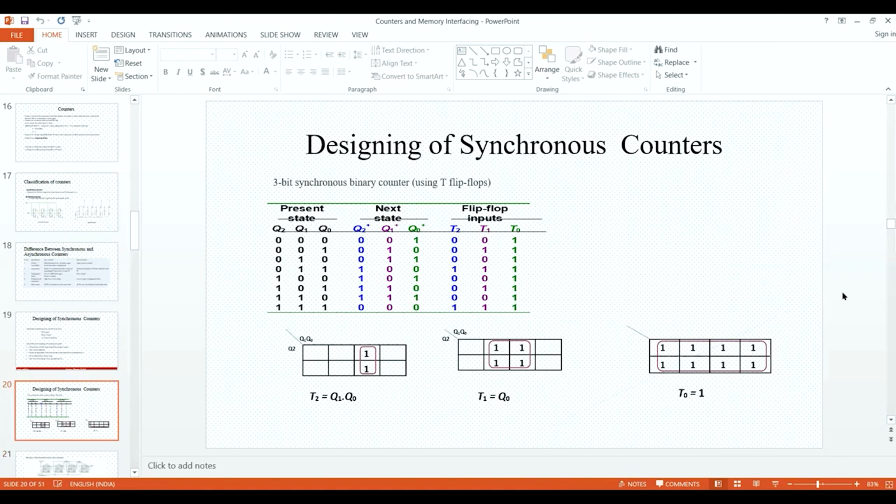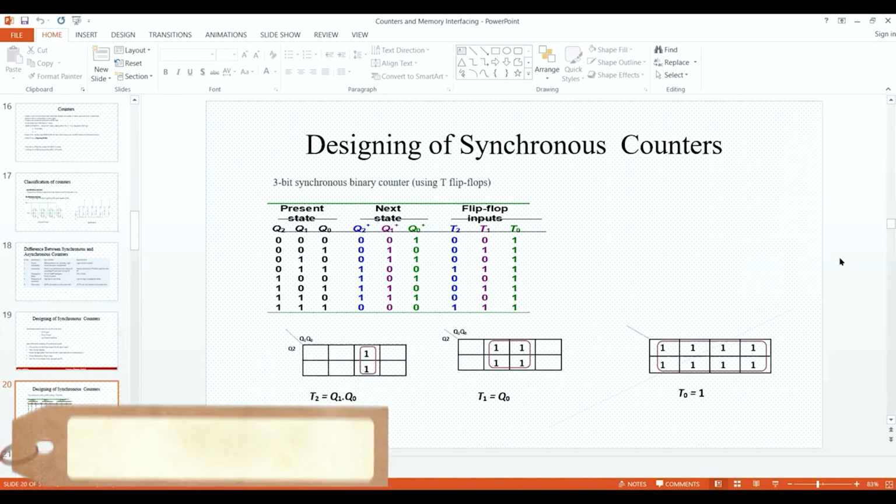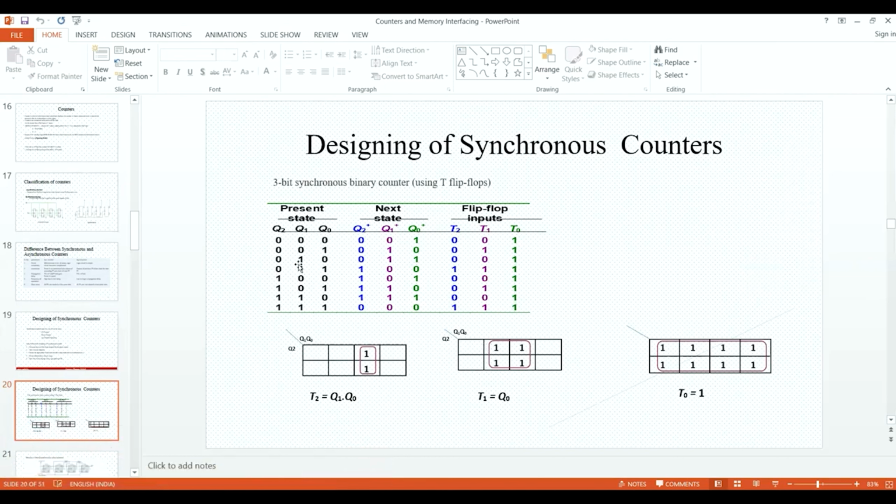Now, one example I'm taking, you can see over here: the difference between a 3-bit asynchronous and a 3-bit synchronous counter. Sorry, so a 3-bit synchronous binary counter, I'm using T flip-flops. Normally in making counters, we use T flip-flops and D flip-flops instead of JK and SR. So you can see what I write over here: the present state, from 0 to 7. The next state starts from 0 to 7 and goes back to 0.